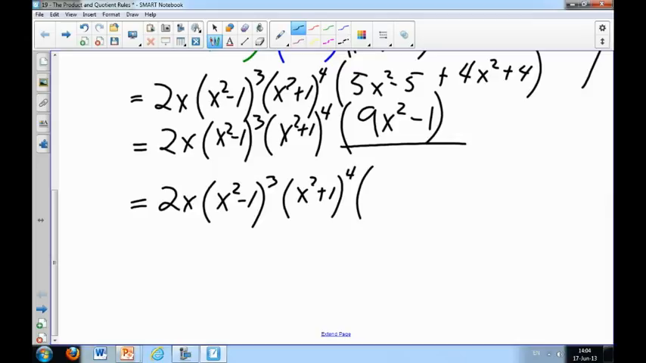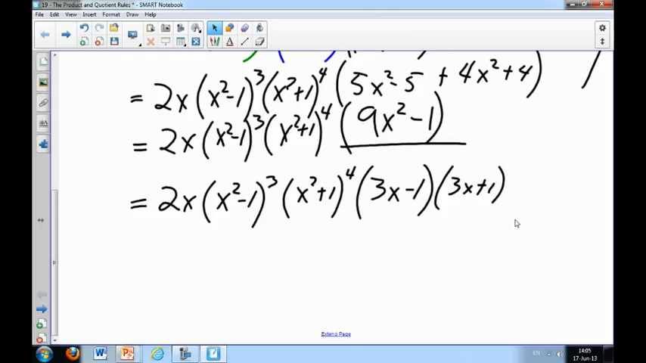Because this would factor down into 3x minus 1 times 3x plus 1. And maybe it's a little bit more of a thorough answer. And if we wanted to put things in a little bit more appropriate order, usually in math terms we do 2x times the 3x minus 1 times 3x plus 1, and then the equations to the third power and to the fourth power. But I'm not that picky in this class. Again, we are business majors, and we're looking to get to an answer quickly. It doesn't have to be in 100% proper math form.